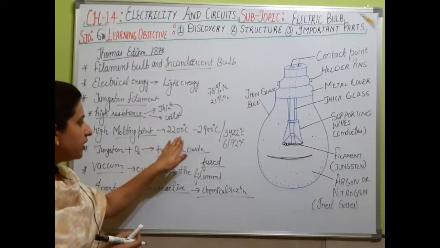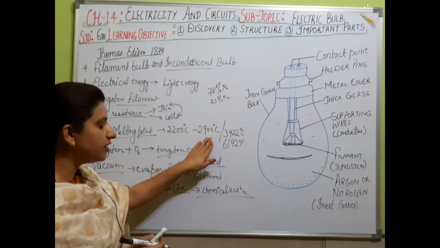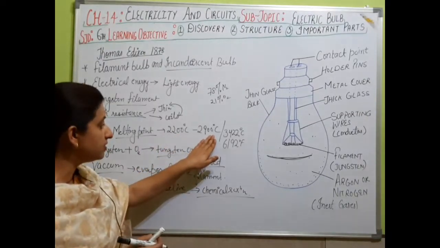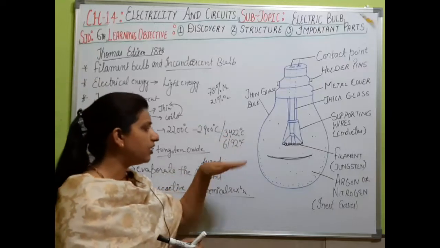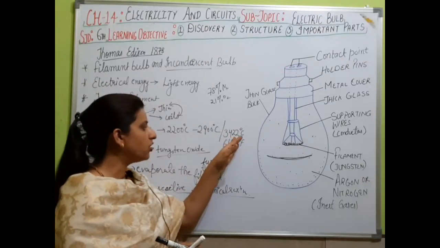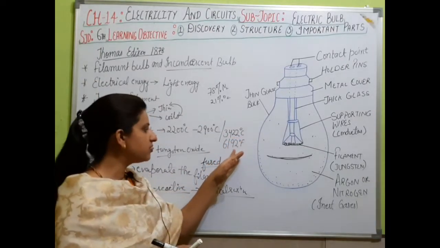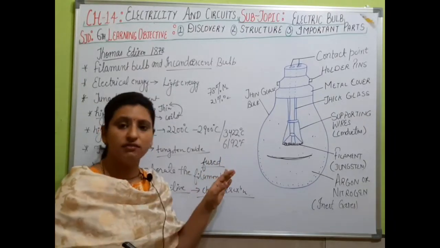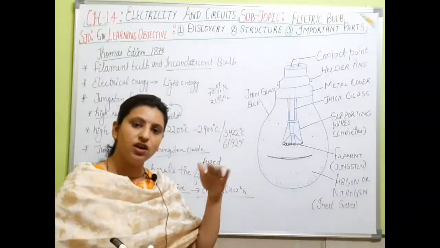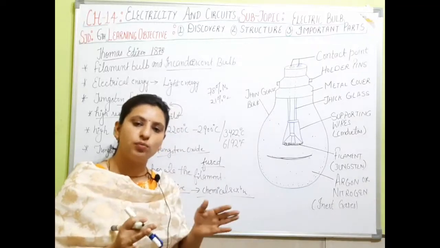How much? 2200 degrees Celsius to 2900 degrees Celsius, and it can also be raised up to 3422 degrees Celsius, which is 6192 degrees Fahrenheit. So such a high melting point. Due to this high melting point, it doesn't break easily.